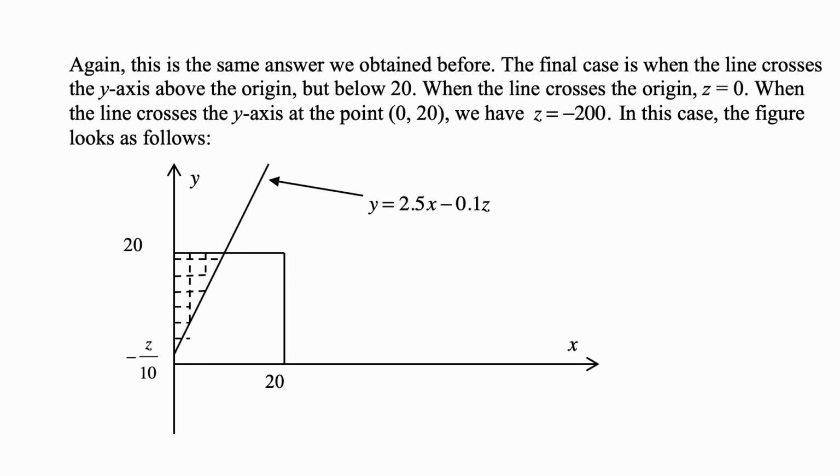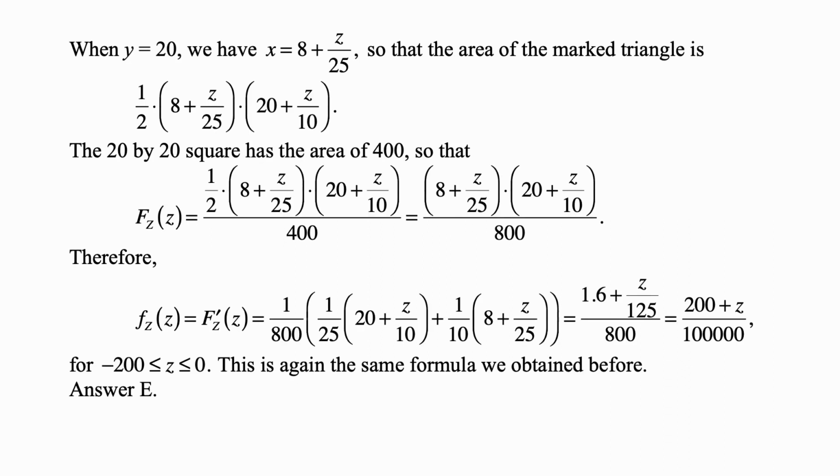And the final case is when the line crosses the y-axis above the origin but below 20. When the line crosses the origin, z equals 0. When the line crosses the y-axis at the point (0, 20), we have z equal to negative 200. In this case, the figure looks like this. When y equals 20, we have x equal to 8 plus z over 25, so that the area of the marked triangle is 1/2 times (8 plus z over 25) times (20 plus z over 10).